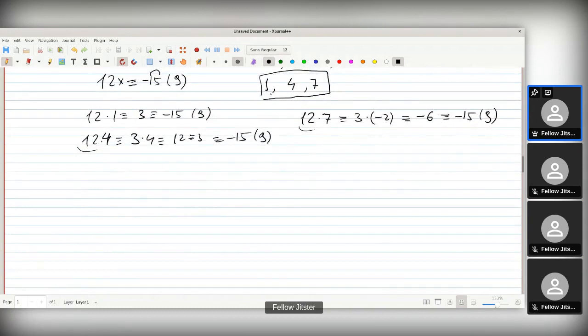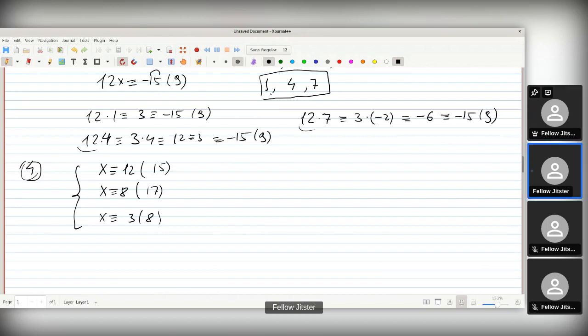The next one. Let us solve a system of congruences of the simplest form. Assume that they are of the following form. x is congruent to 12 modulo 15. x is congruent to 8 modulo 17. And x is congruent to 3 modulo 4. How can we solve it? Which theorem says anything about solving such a system of simultaneous congruences? Chinese remainder theorem.